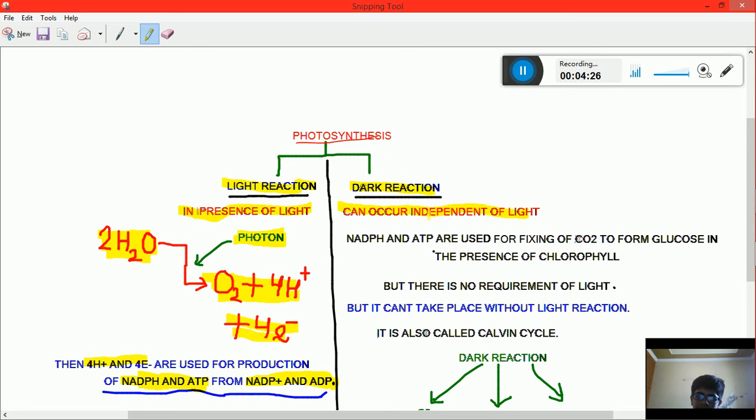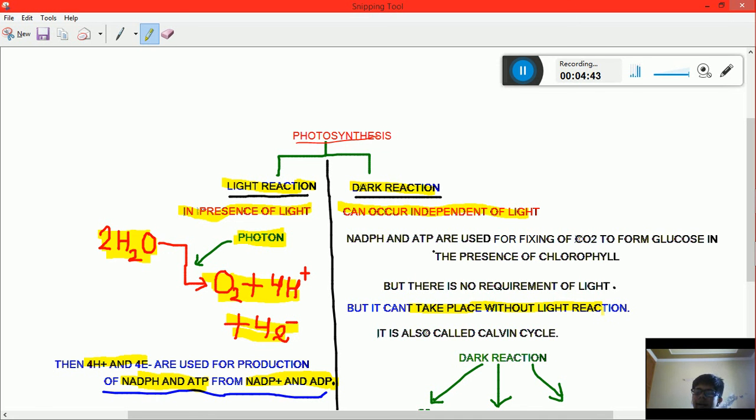Dark reaction, as we have said, occurs independent of light, but one thing should be noted: it cannot take place without light reaction. Means if light reaction will not take place, then dark reaction can't take place, but light reaction can take place without the help of dark reaction.